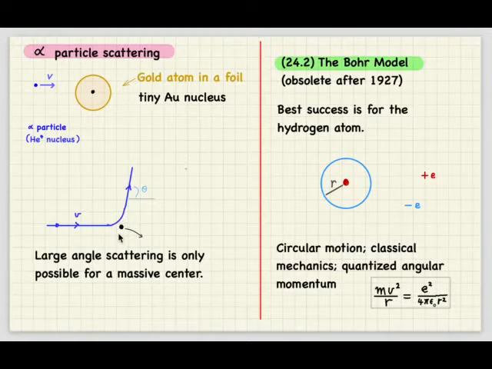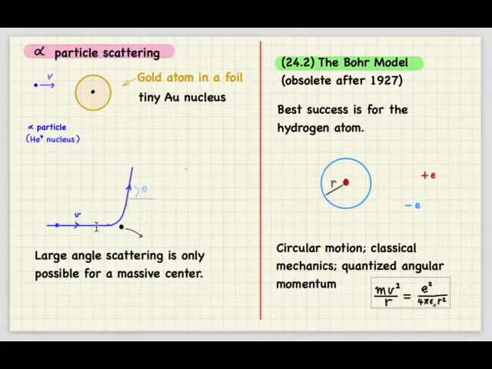Now, Rutherford was able to calculate the rate as a function of angle for scattering events, making the assumption that the gold nucleus, all of the mass is concentrated, and all the positive charge is concentrated at a scattering center, at the center of the nucleus. That's a calculation that can be done using classical mechanics, just a collision problem.